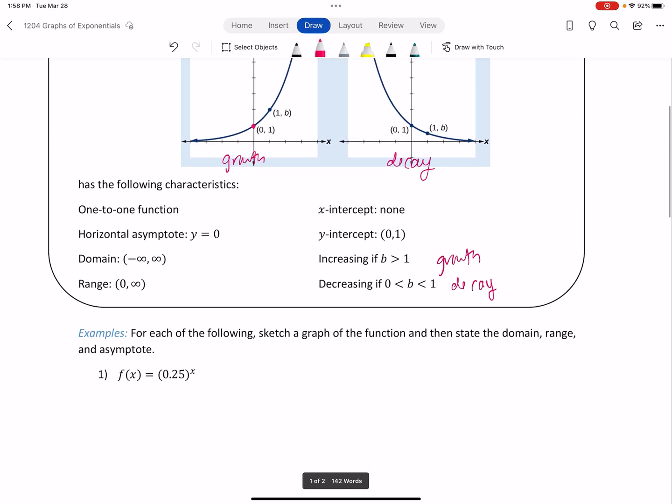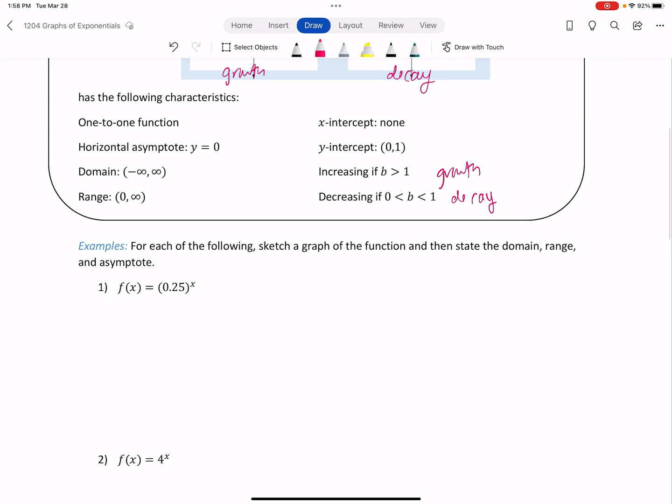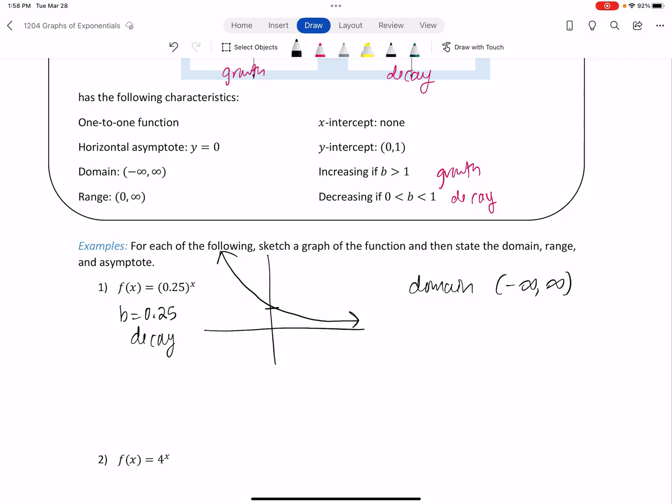So let's try to use that. For each of the following functions, graph it and state the domain, range, and asymptote. Okay, so this is 0.25 to the x. Because b is less than 1, this is a decay. So this guy is going to go down like that. It's going to be decaying. So the domain, remember, never changes, negative infinity to positive infinity. The range, this guy still starts at 0 and goes to infinity. And then the asymptote is still at y equals 0, that x-axis there.